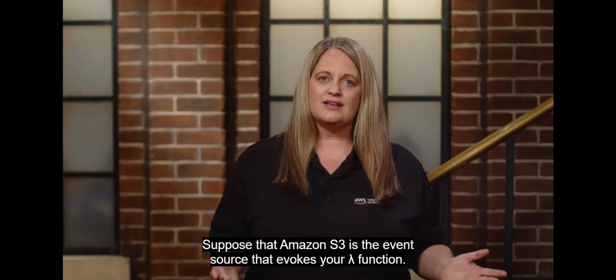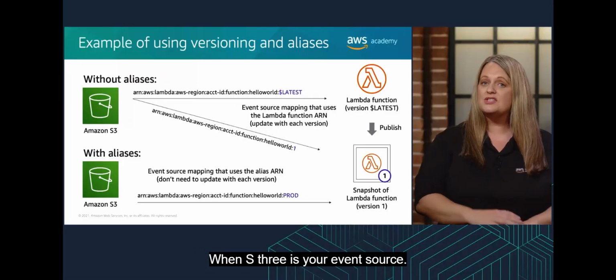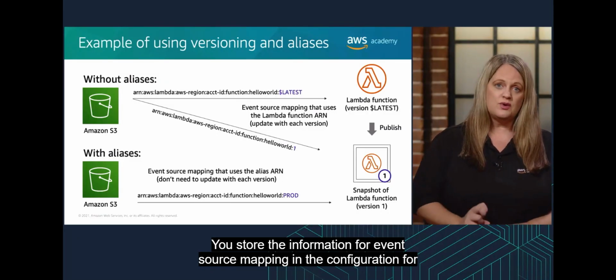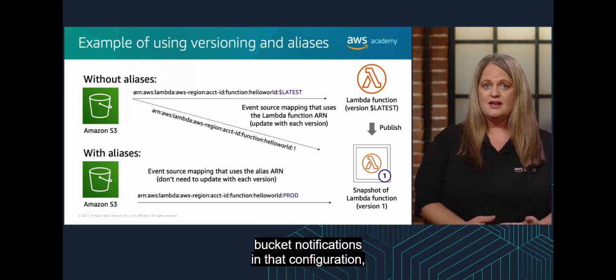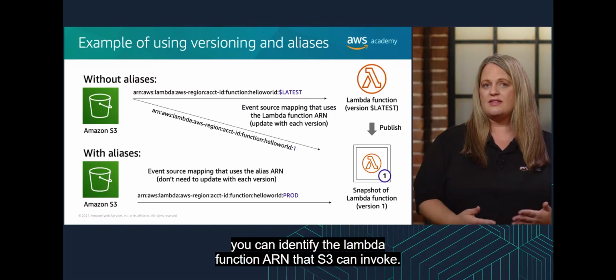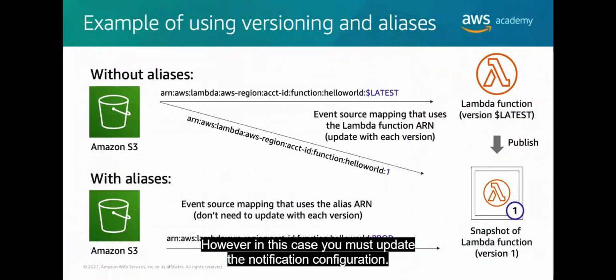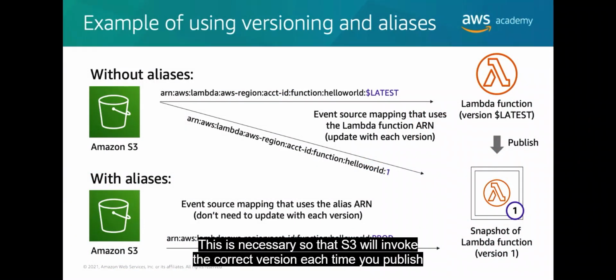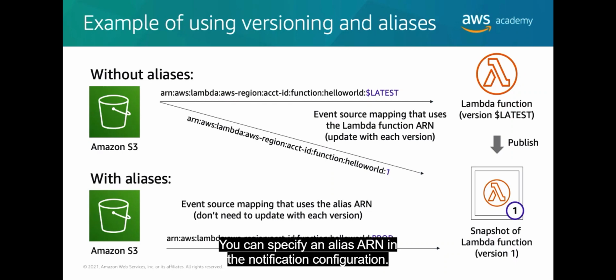Suppose that Amazon S3 is the event source that invokes your Lambda function when new objects are created in a bucket. When S3 is your event source, you store the information for event source mapping in the configuration for bucket notifications. In that configuration, you can identify the Lambda function ARN that S3 can invoke. However, in this case, you must update the notification configuration. This is necessary so that S3 will invoke the correct version each time you publish a new version of your Lambda function. Instead of specifying the function ARN, you can specify an alias ARN in the notification configuration.